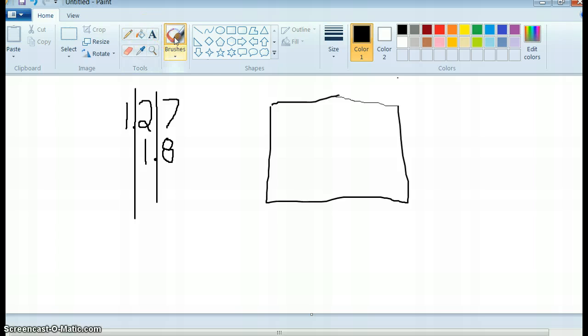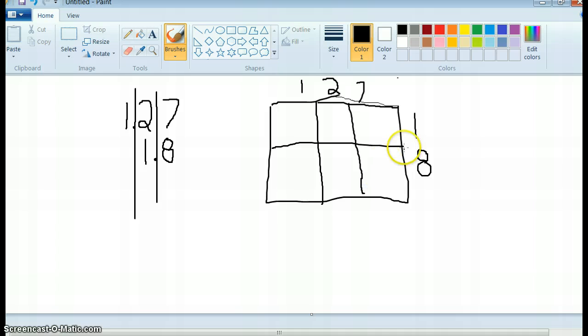Let me see if that's better. Yes, it is. So I've got a 1, a 2, and a 7 times 18. And then that's the amount of boxes that I do. There's 2 numbers here, so I do a box this way. There's 3 numbers here, so I do a box this way.